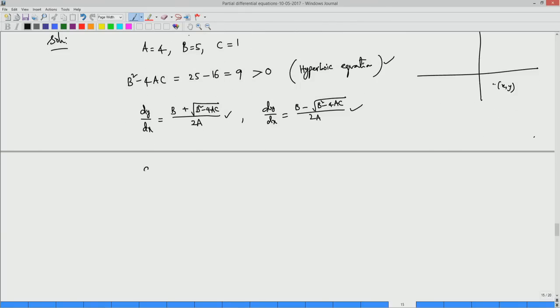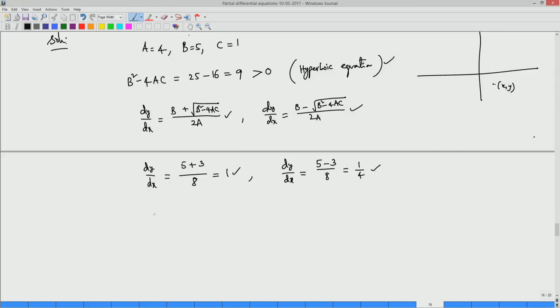So, if you see this dy by dx, b is 5 plus square root of b square minus 4ac, which is 3, divided by 8. So, you have 1. And in this case the other ODE becomes dy by dx equal to 5 minus 3 divided by 8. So, 5 minus 3 is 2, so 1 by 4. Okay. So, these are the two ODEs you have to solve.